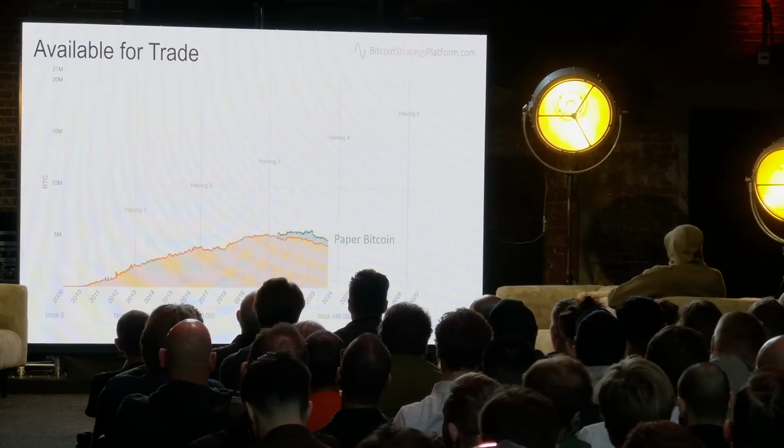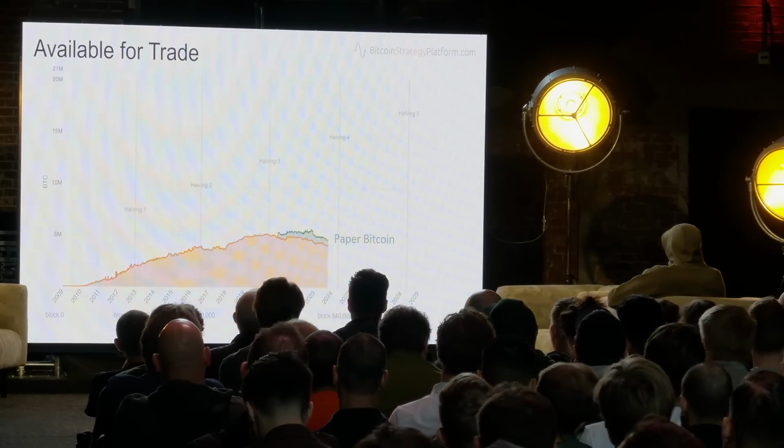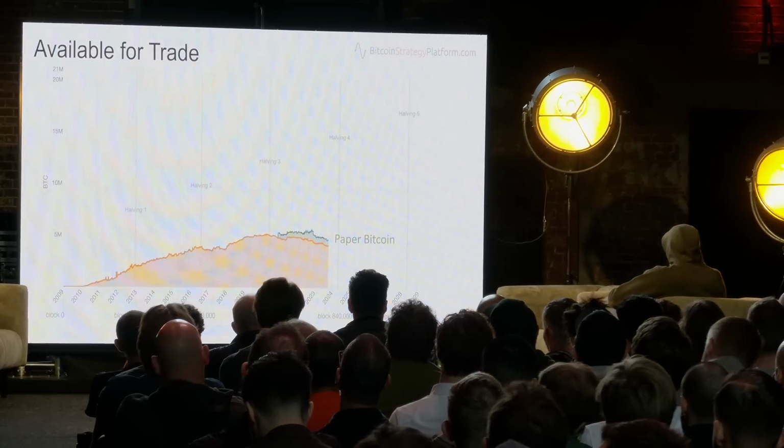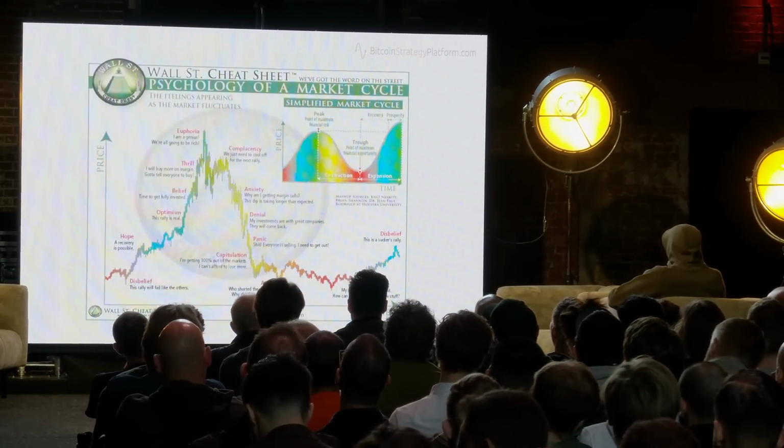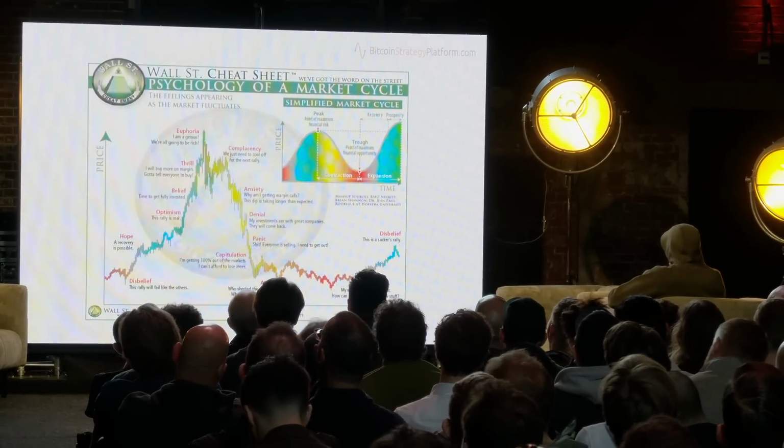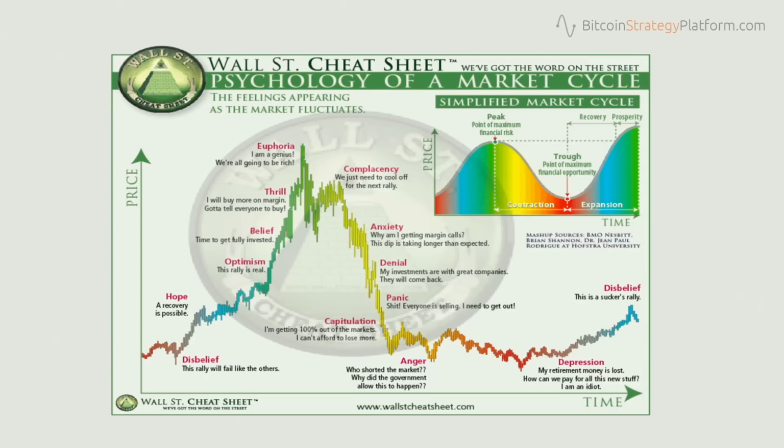Now, the next question then becomes, when can we expect a new hype phase in Bitcoin? And for that, we're going to have to look at the psychology of the market cycle. And you might all know this graph. This is the Wall Street cheat sheet. It covers all the phases that one goes through in a market cycle. And we can see that the price is color-coded as well. So there's these green colors for euphoria and these red colors for capitulation or depression. And so we're going to apply this chart to Bitcoin.